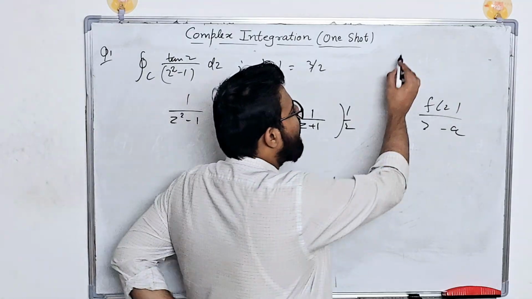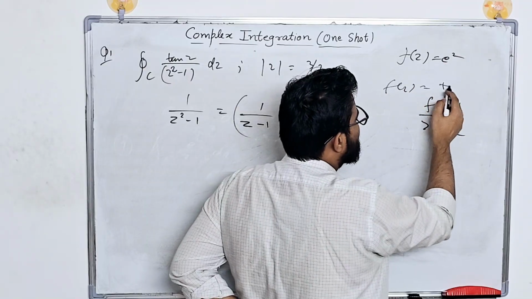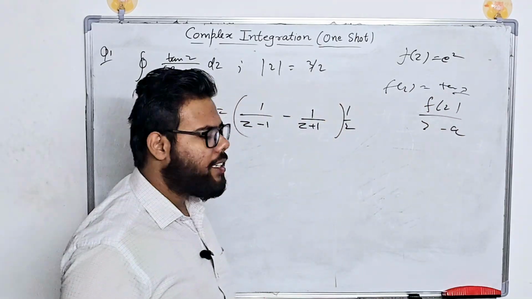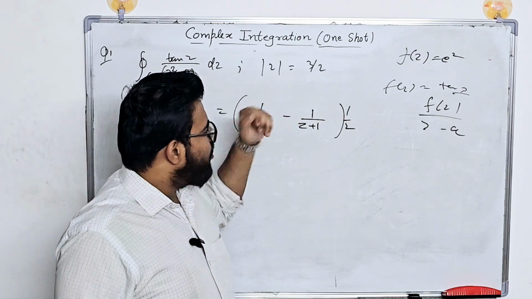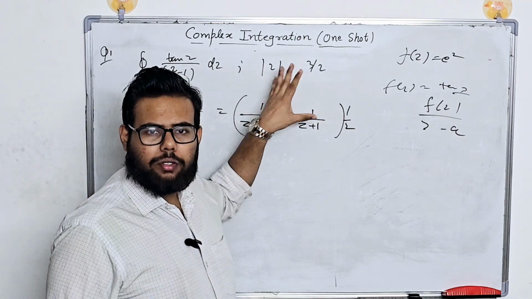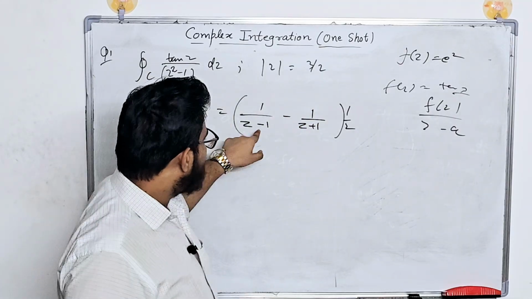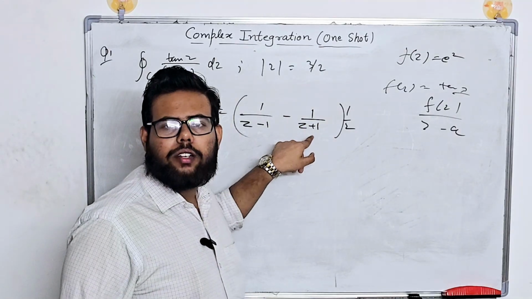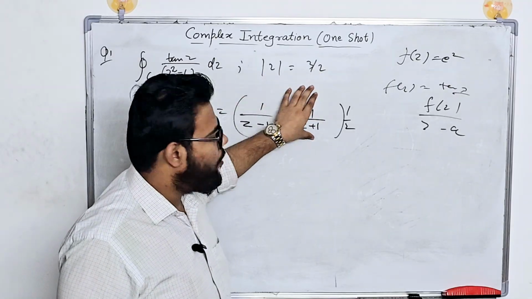Over there also f of z was e to the power z. Over here f of z is equal to tan z, right? Correct. And notice that mod z is equal to 3 by 2. Okay, so we know the region also. Now we can solve it. So both z equal to 1 and z equal to negative 1 are inside this region, hence we will have to evaluate for both.